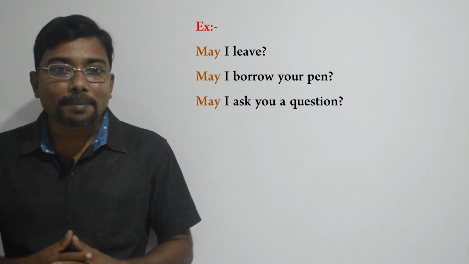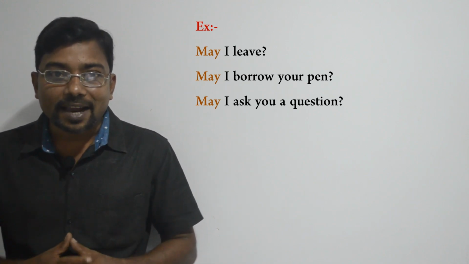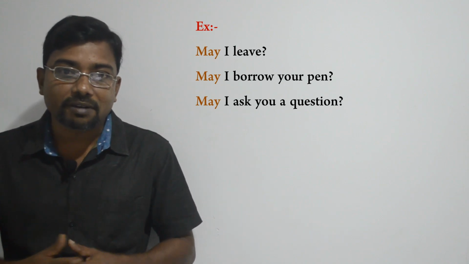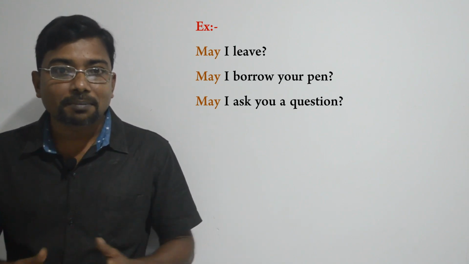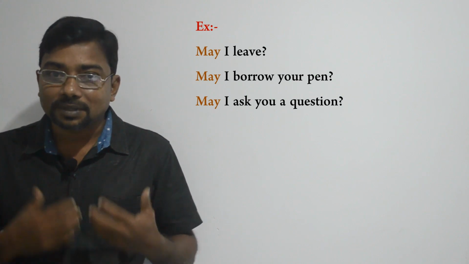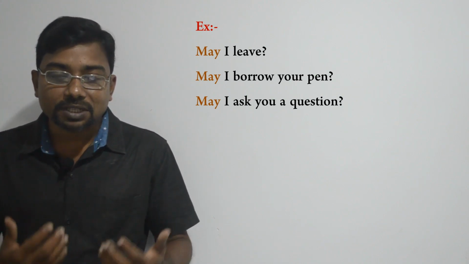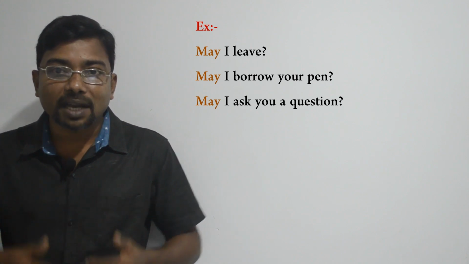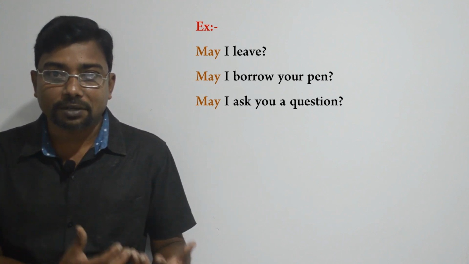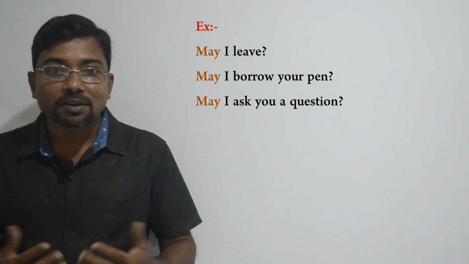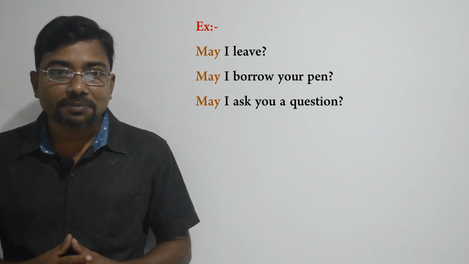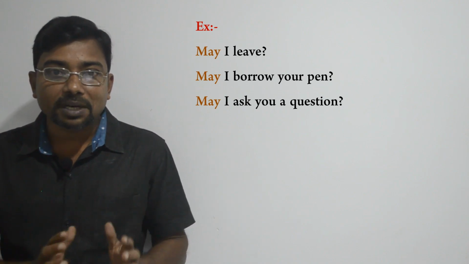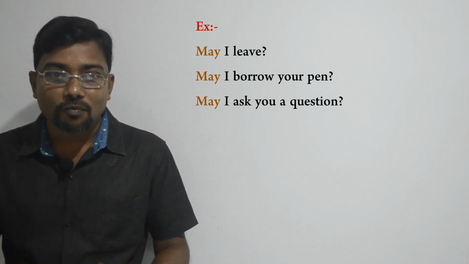To take permission. This is the difference between can and may, because we use may to take permission in a formal way with our boss, seniors or strangers, but we use can in an informal way, that is to say with your friends and with our family. Look at the second example. May I borrow your pen? Here also we use may to take permission in a formal way. Look at the next one. May I ask you a question? Here also the same, we use may to take permission in a formal way.